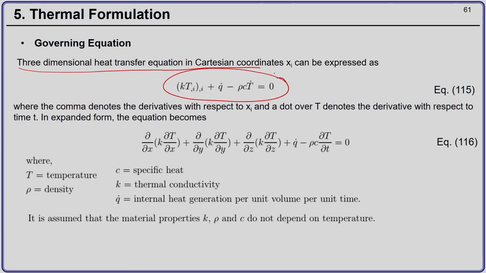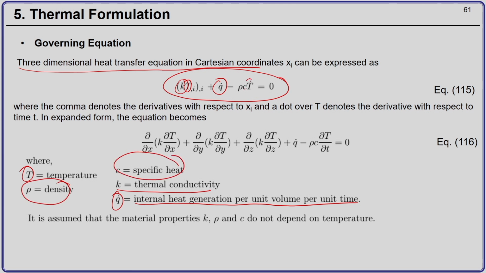This is called Fourier's law, and here K is the thermal conductivity, T is the temperature, Q dot is the internal heat generation per unit volume per unit time. This is the heat generation because of the plastic work. Rho is the density, C is the specific heat. And this dot over T denotes derivative with respect to time.